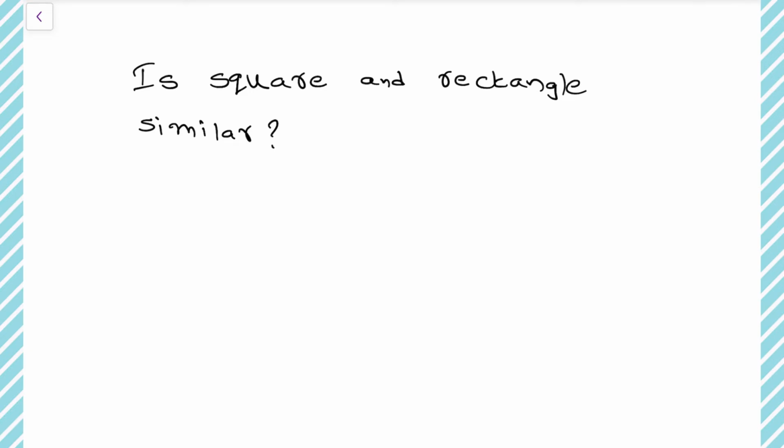Is square and rectangle similar? So how will we check the similarity of two polygons? By checking the corresponding angles as well as by checking the ratio of the corresponding sides. Now let us take, according to this question, a square and a rectangle.